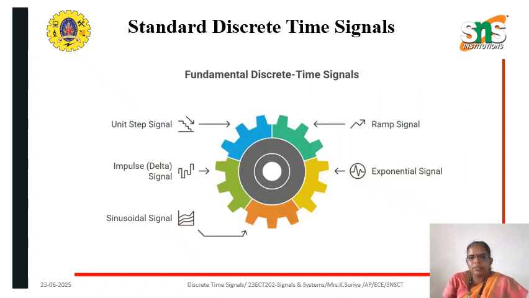So some of the standard discrete time signals are unit step signal, unit ramp, unit impulse, exponential and sinusoidal signal, as we saw in the continuous time signal. The only difference here is in continuous time signal, the signal will be a continuous value. So you'll be having the amplitude for each and every instance of time. Whereas in a discrete time signal, you'll be having the values only at particular time intervals.